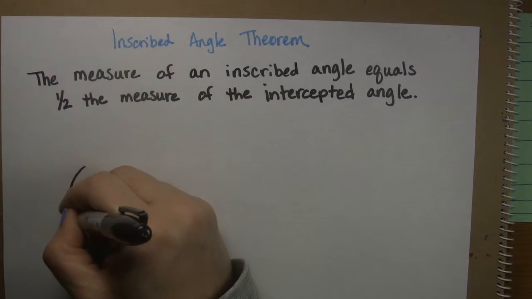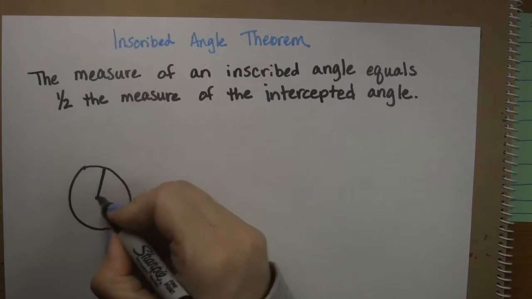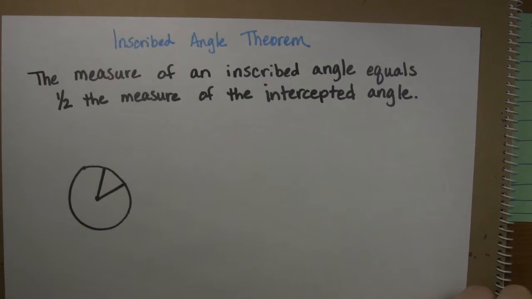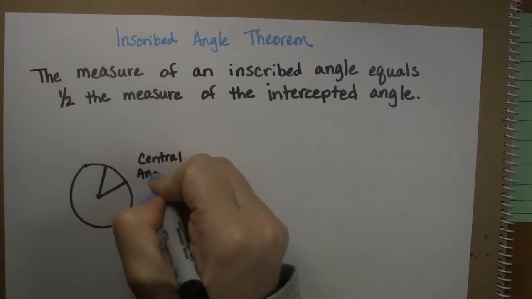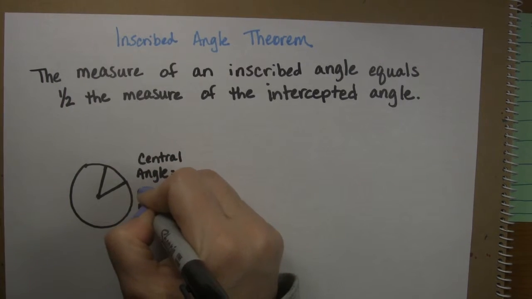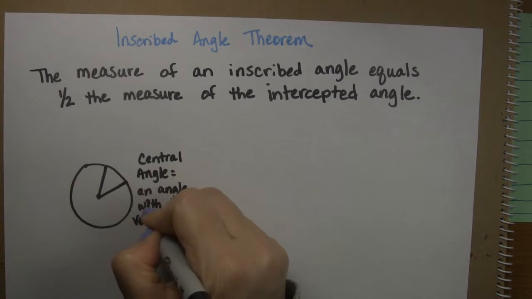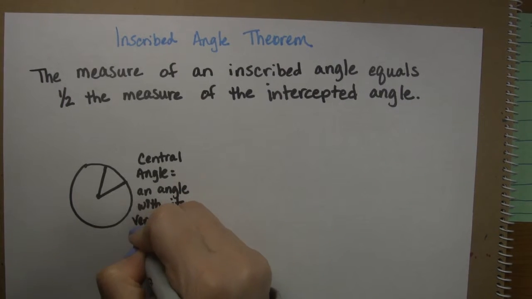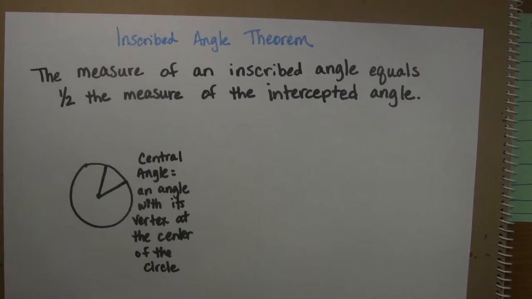So here is a circle, and here's a circle with a center, and here is a circle where an angle has been drawn in it. This is called a central angle. And that means an angle whose vertex is at the center of the circle. Okay? An angle with its vertex at the center of the circle.